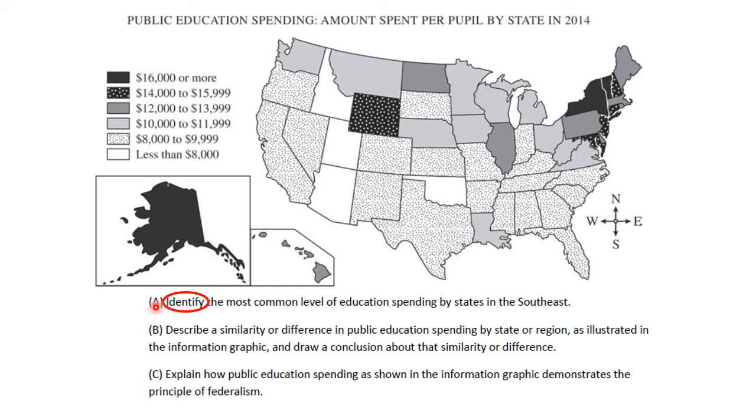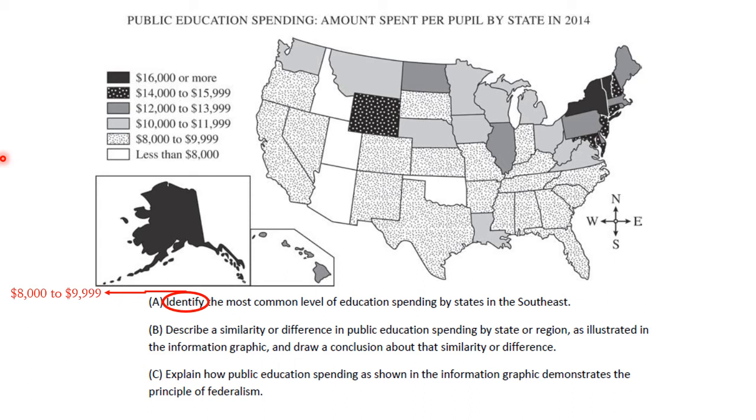And we've already identified that it is an identify question, so we know we can be straight to the point. It says identify the most common level of education spending by states in the Southeast. Now, Eagles, this is the read the graph skill. And yeah, it's pretty easy. There's not much to it, and it's an identify point. We want to identify the most common level of education spending by states in the Southeast, right? So the Southeast is right here. Over here on our key, 8,000 to 9,999. So we know that it's going to be a straightforward response.